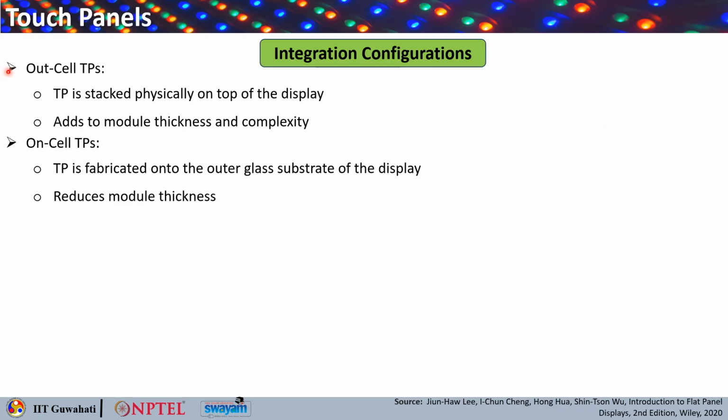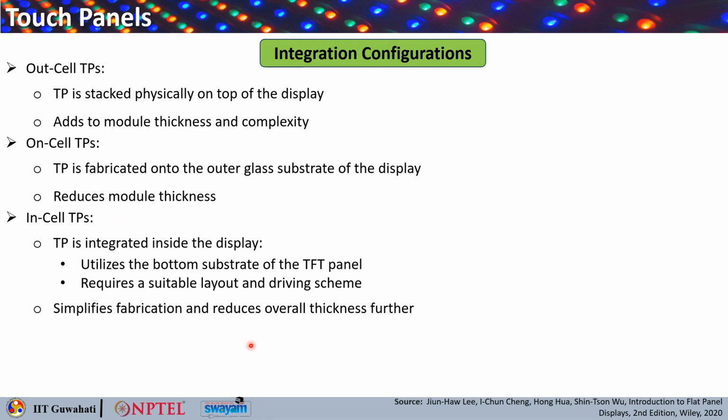There are two configurations. One is called outcell touch panels. Here the touch panel is physically stacked on top of the display. It is easy to think of, but it adds to the module thickness and complexity. Then there is something called on cell touch panel. Here the touch panel is fabricated onto the outer glass substrate of the display itself, so you do not need to have a double outer layer. It reduces the module thickness.